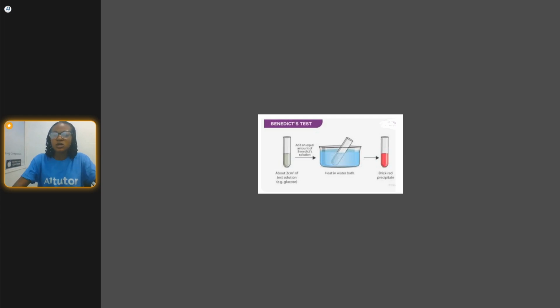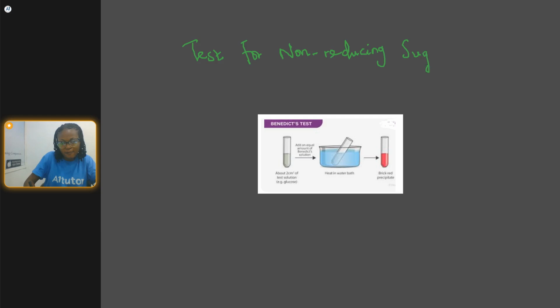So this is the Benedict test. What do we use the Benedict test for? Just like I said earlier, the question can come in any form. It could be asked, the non-reducing sugar can be tested using what solution? It could come in any way. So this is the test for non-reducing sugar. And how do we do that?